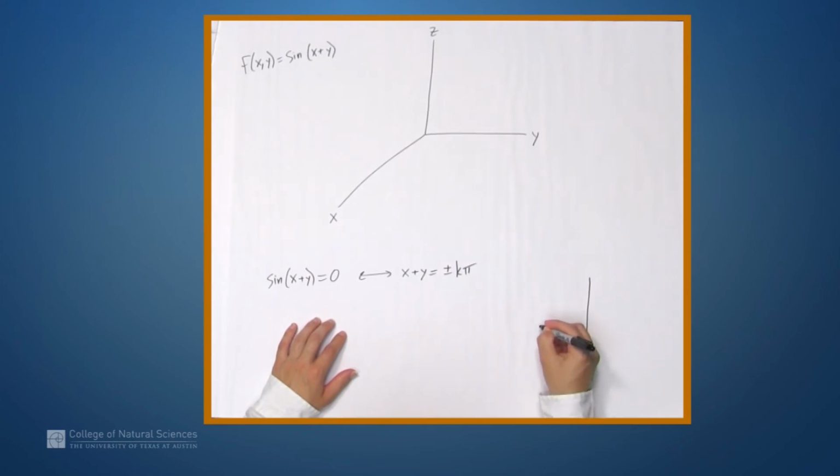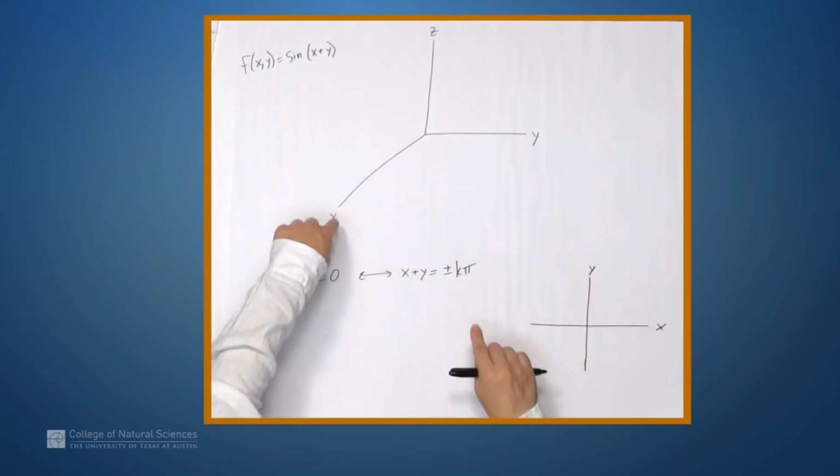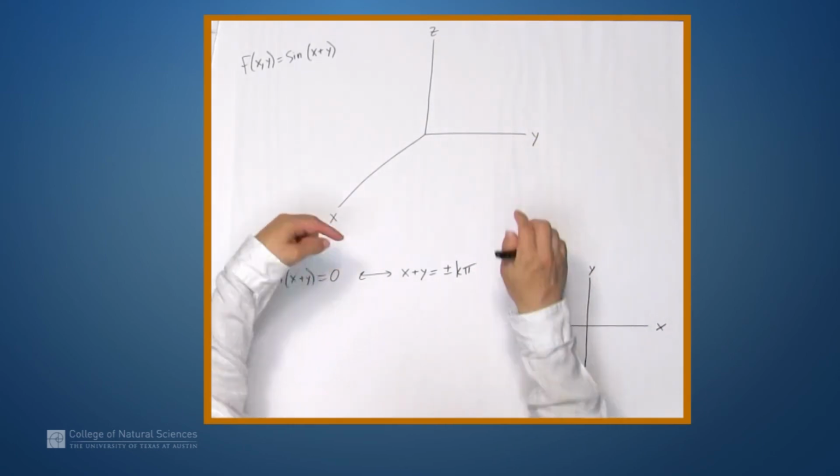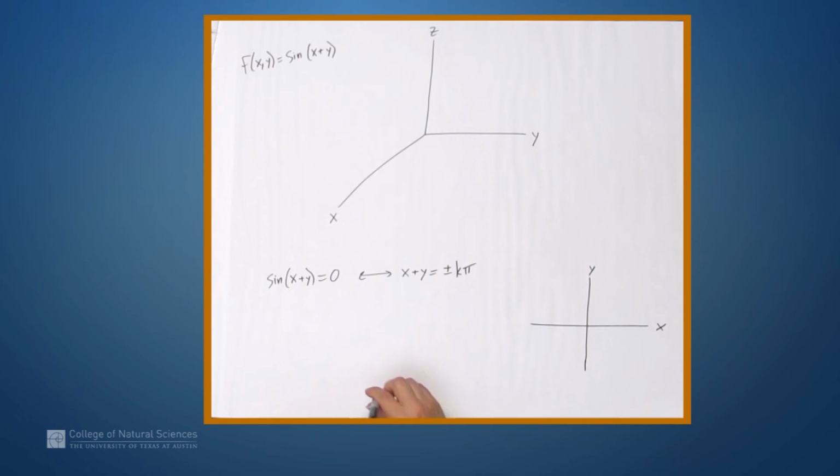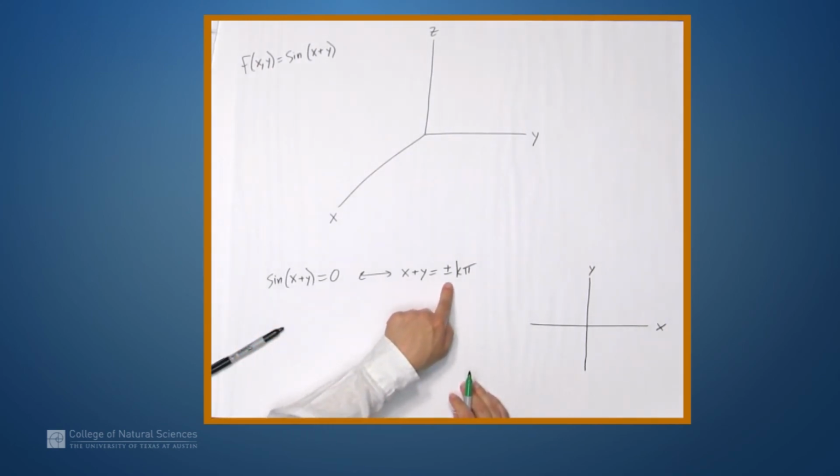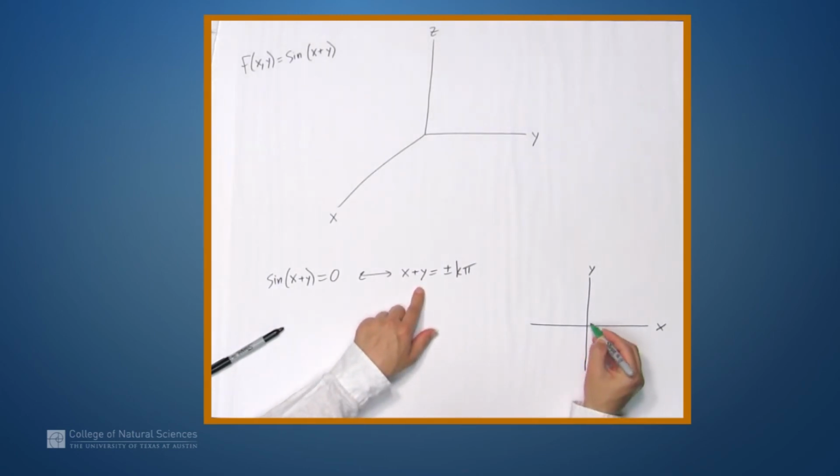Let's sketch a little overhead view of the domain. So this is the xy plane. It's the same xy plane, the one that's right here, only now we're looking down at it. So x plus y equals plus or minus k pi. Let's sketch some of these lines. x plus y equals 0. It's a diagonal line through the origin.